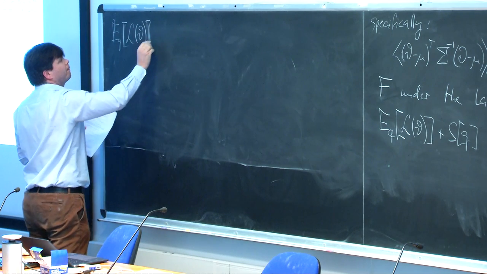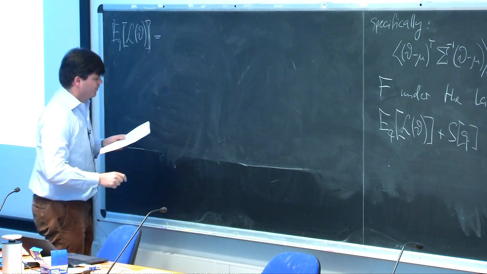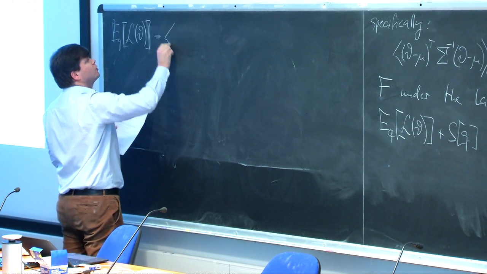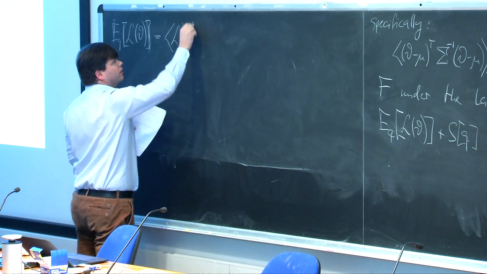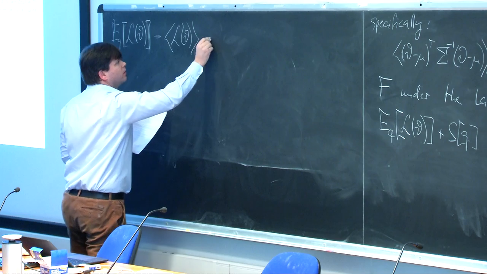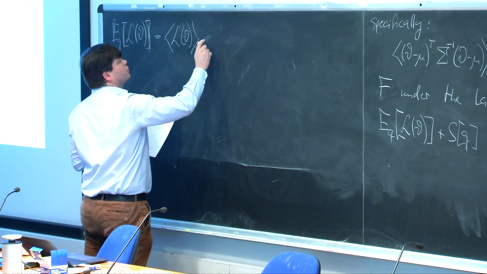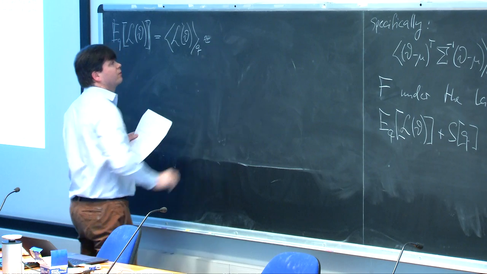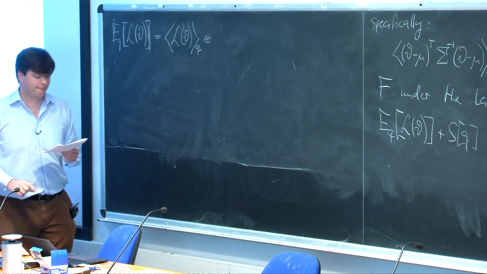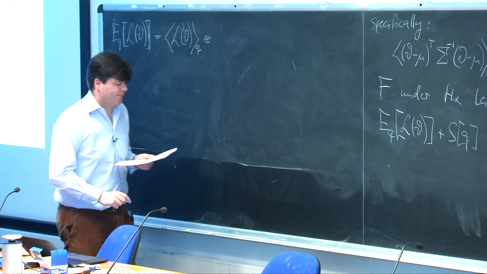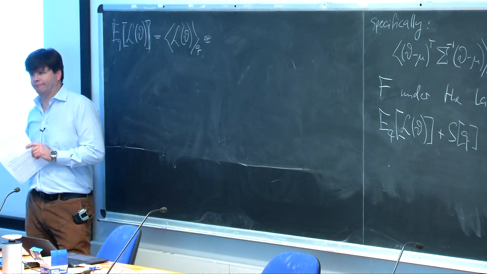Brackets. So this is the expectation, just another way to write it, of L of theta under Q. And this is, I should write approximately, because now we're doing the Laplace approximation. And how do we do the Laplace approximation?